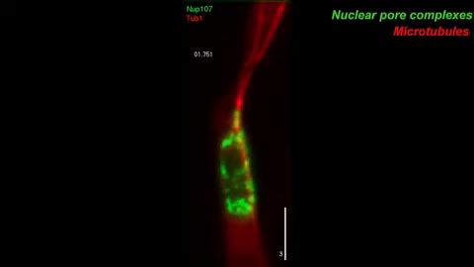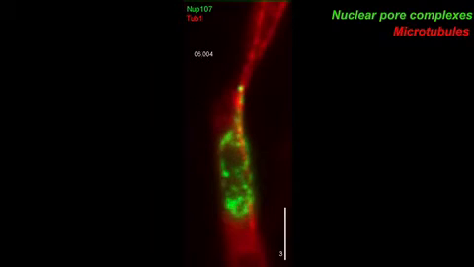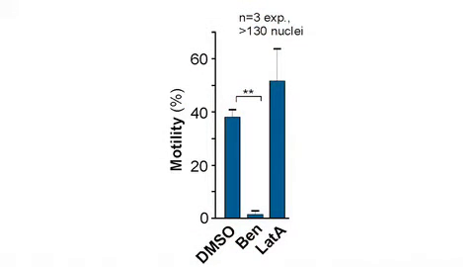We looked at the co-localization of microtubules and the nuclear pores, and we saw that the nuclear pores were moving along the microtubules. So we simply destroyed the microtubules by using fungicides, benomyl, and under these conditions the motility was almost completely abolished. And we also destroyed the actin cytoskeleton, and under these conditions actually the motility was not impaired. So these two approaches said it's microtubules.